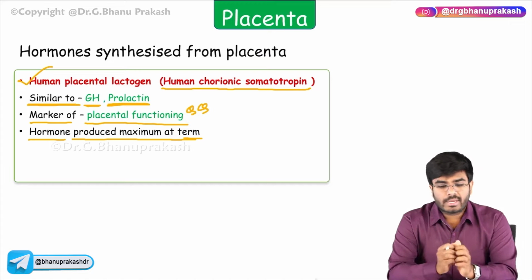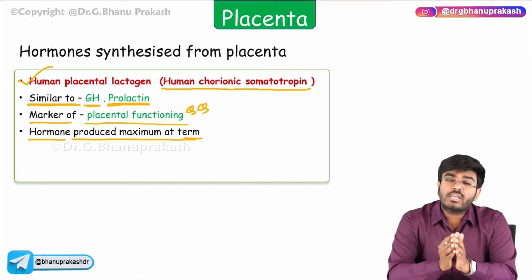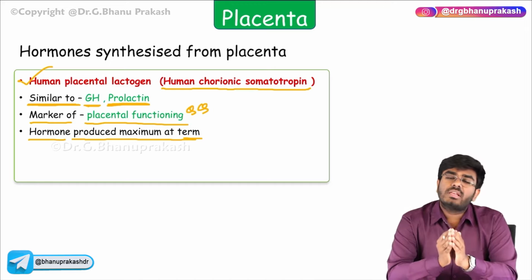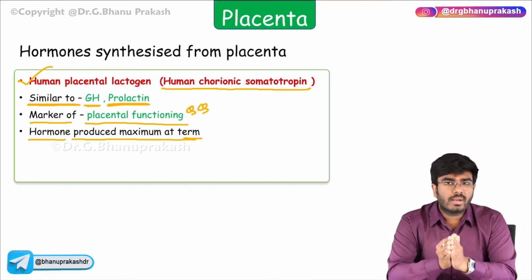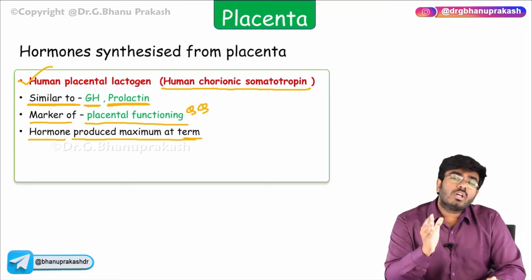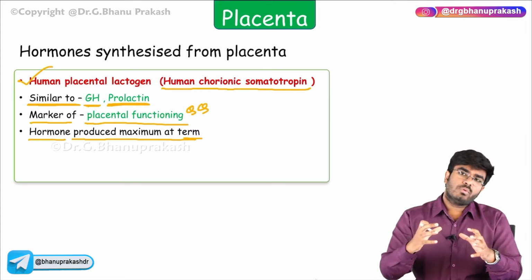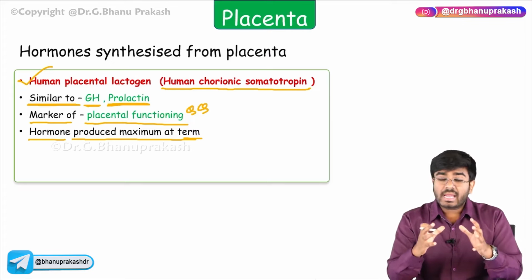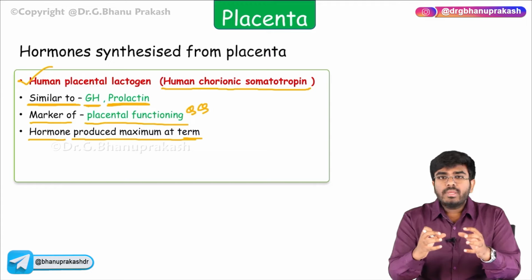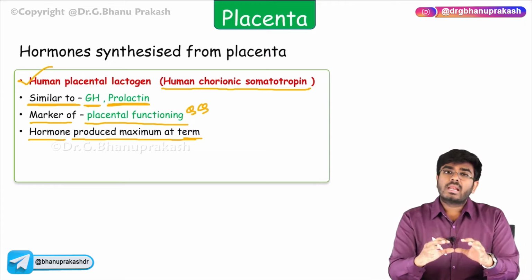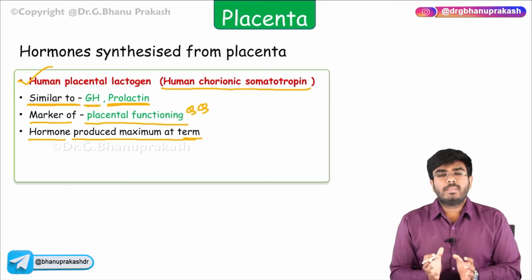What I am trying to put into your mind, this human placental lactogen actually causes insulin resistance. Because of the insulin resistance, lot of insulin will be seen in the maternal blood. Also, lot of glucose will be seen because of insulin resistance. So high amounts of glucose is present. How is this important? These high amounts of glucose will be utilized by the baby. These high amounts of glucose are kept for the development of the baby.